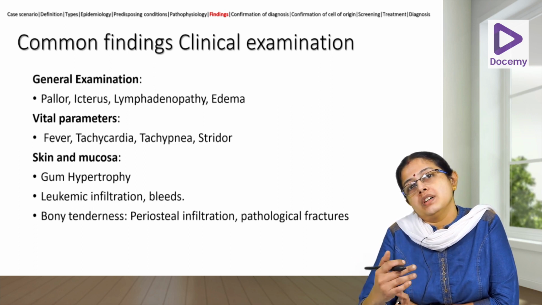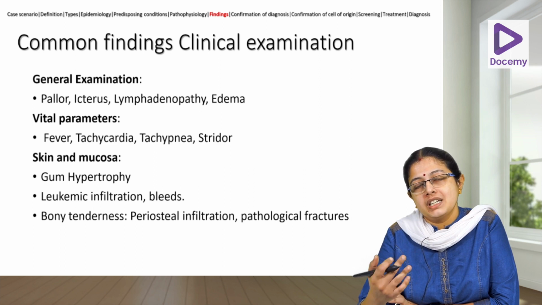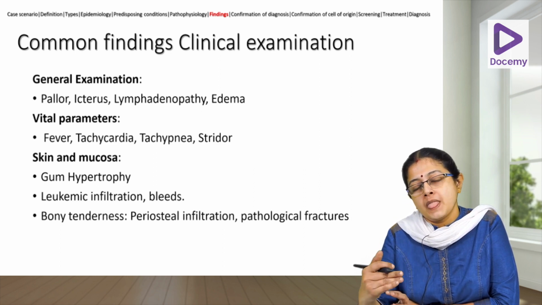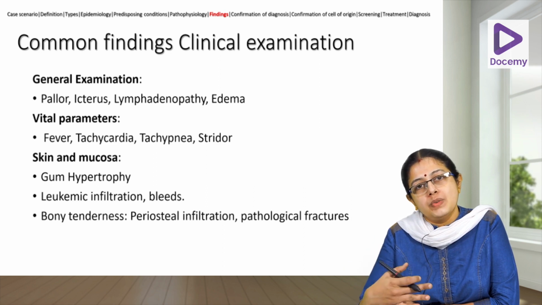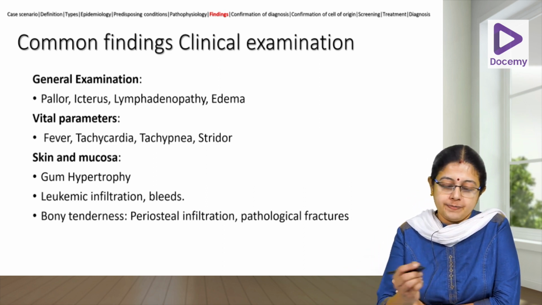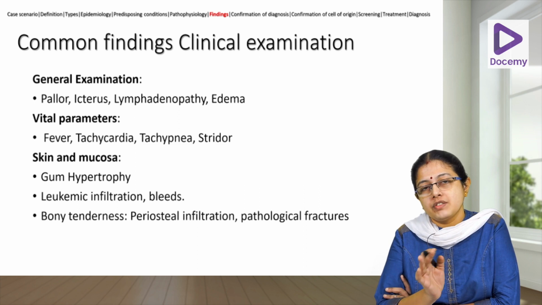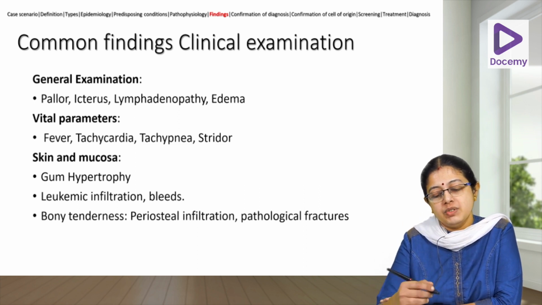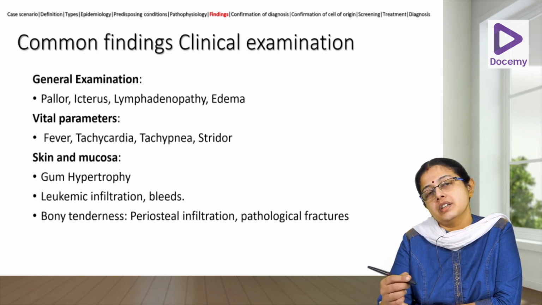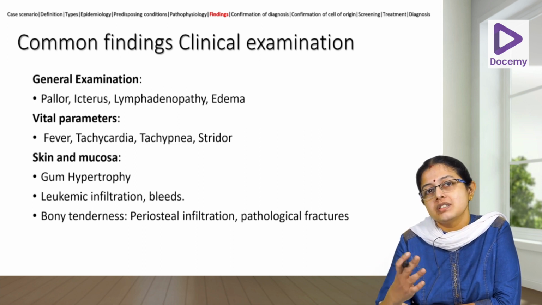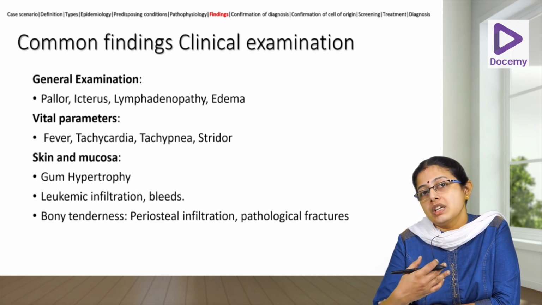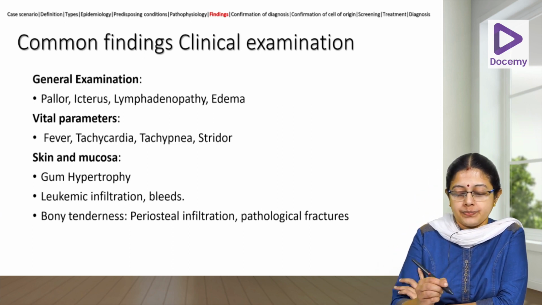Another cause for this edema is an enlarged lymph node compressing the veins, which may thereby lead to edema. So both possibilities have to be thought of. Now coming to the vital parameters, the patient may have a fever, tachycardia, tachypnea or stridor. Presence of stridor means that there may be a lymph node or a mass impinging on the trachea and causing the stridor.